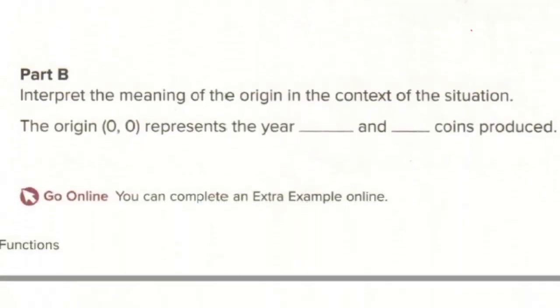For part B, they want us to interpret the meaning of the origin in the context of the situation. So 0, 0, this first 0 will represent the year 2001. Remember, it started in 2001. And the second 0 would be 0 coins produced.